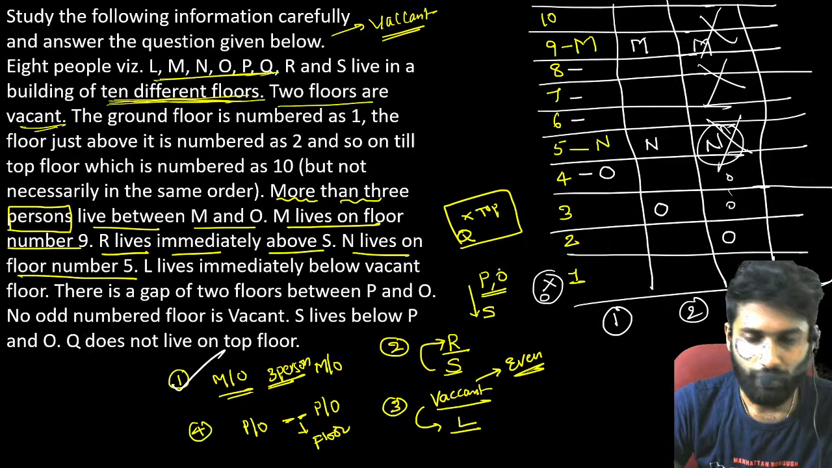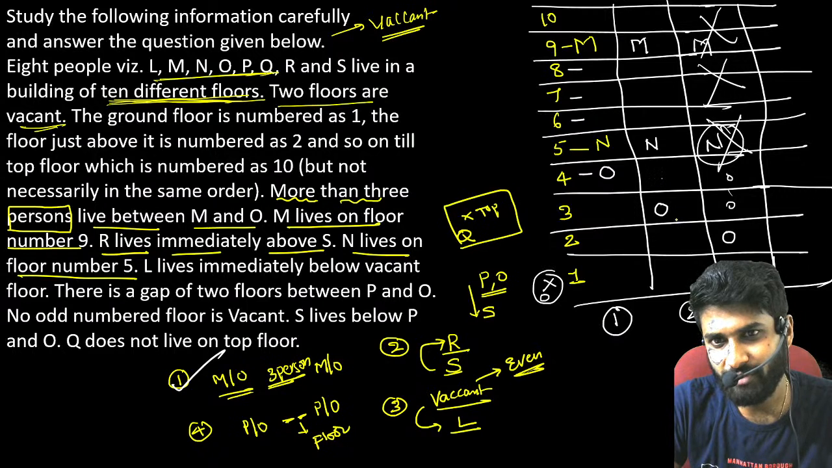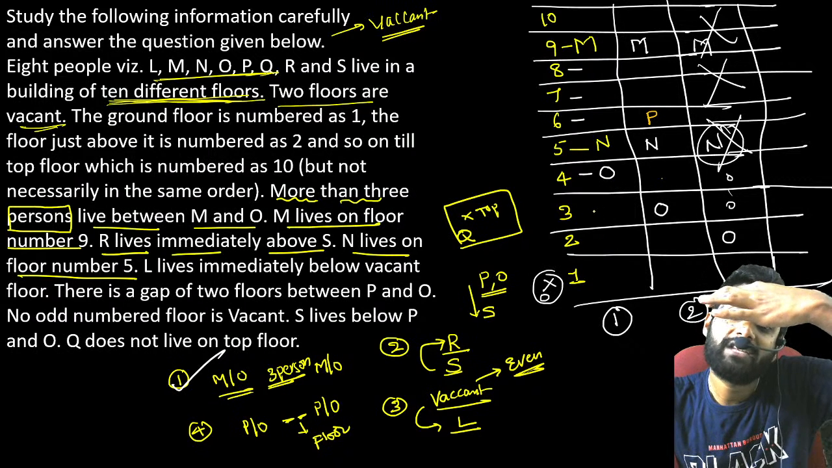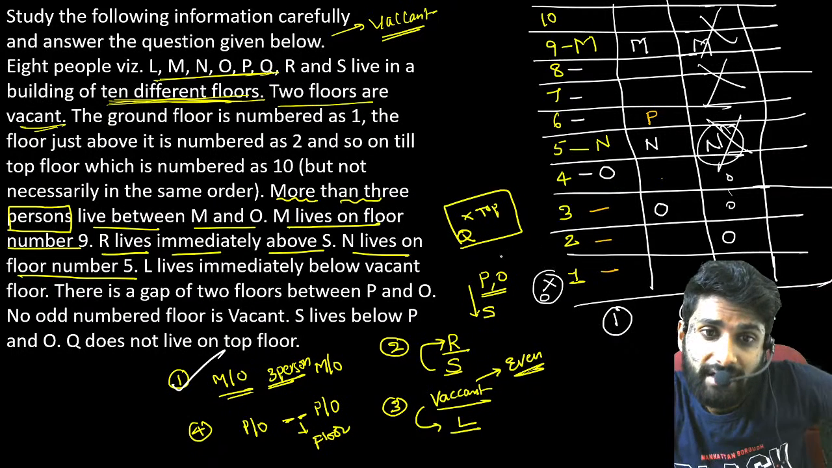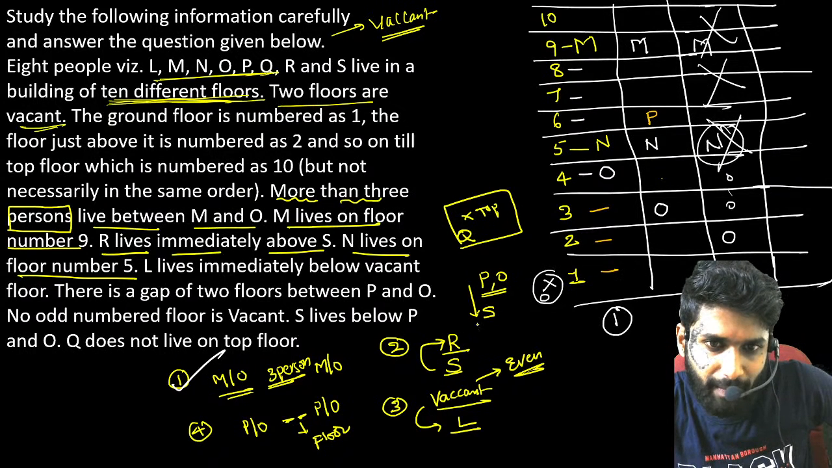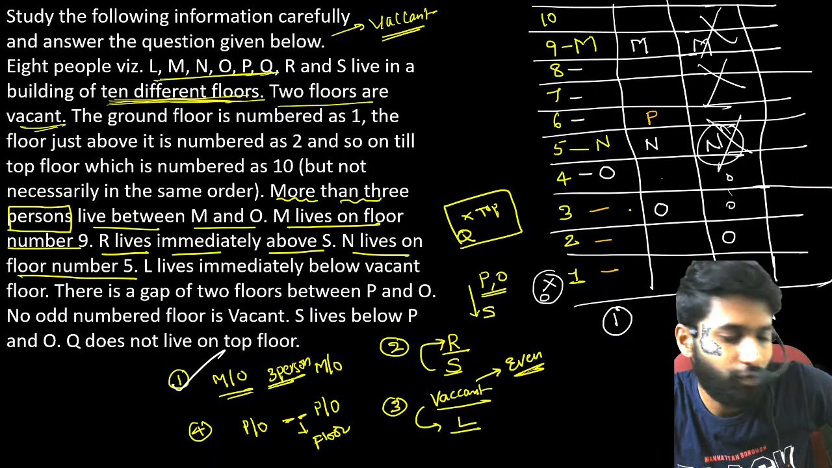Now you can go to possibility number 1. There are 2 floors between P and O. O below, no chances; above we have a chance. Now you can confirm P here. P can be placed, for example, if you take it as below, there are 2 persons between P and O, so definitely P could be the first floor. But there is a person S below P and O.